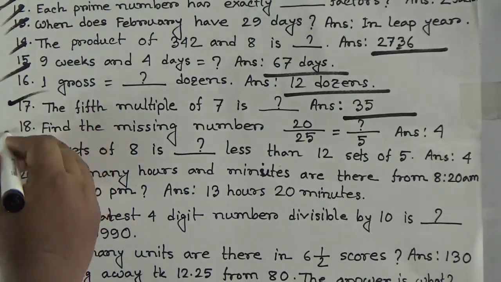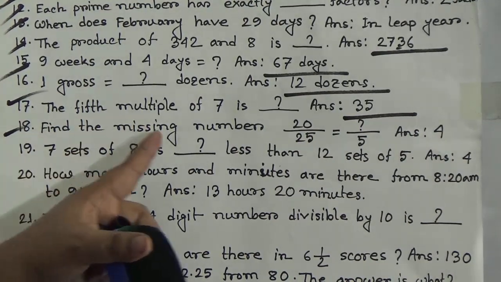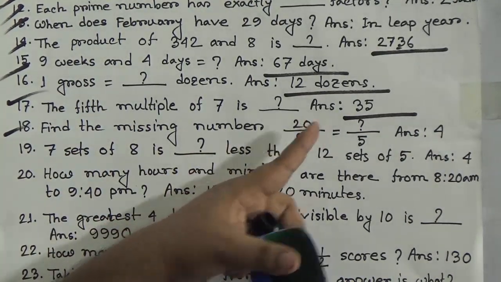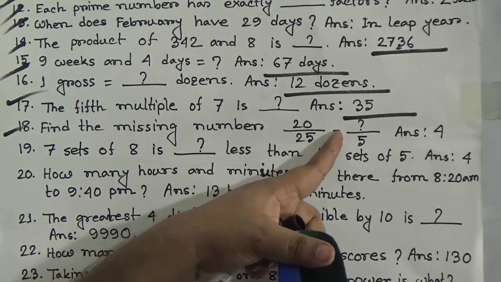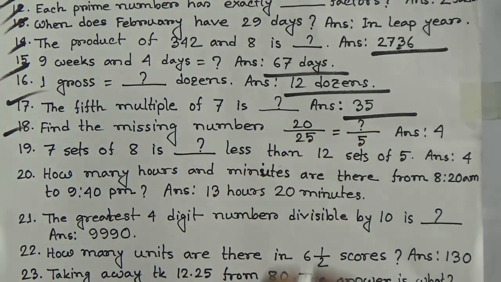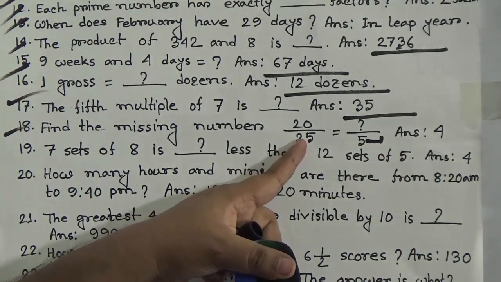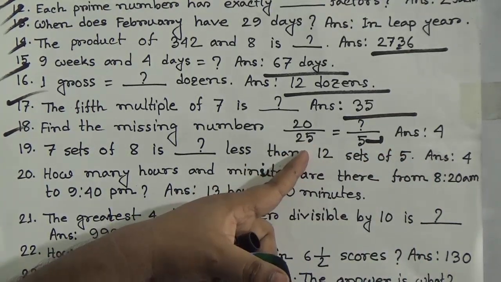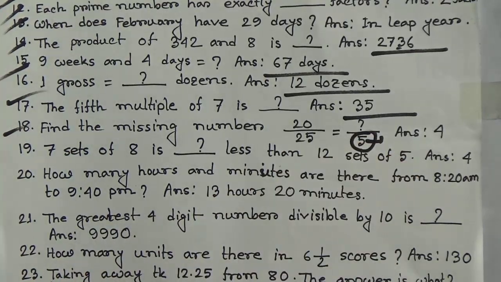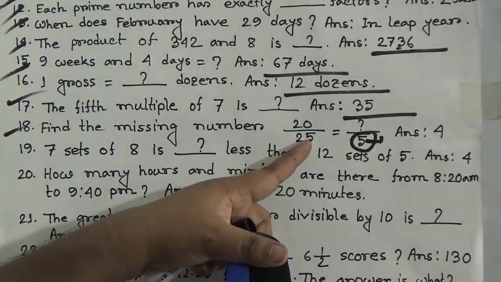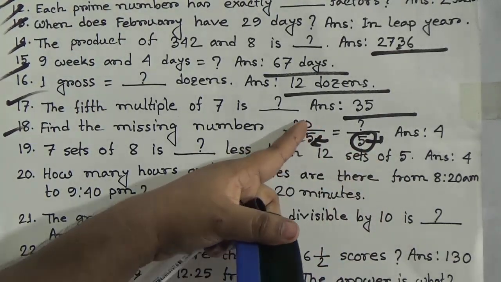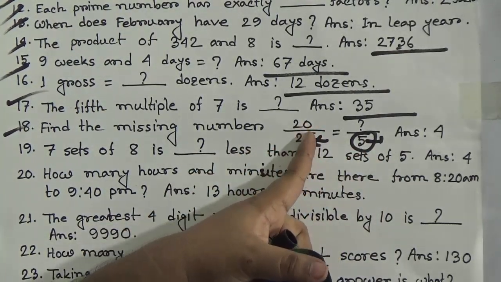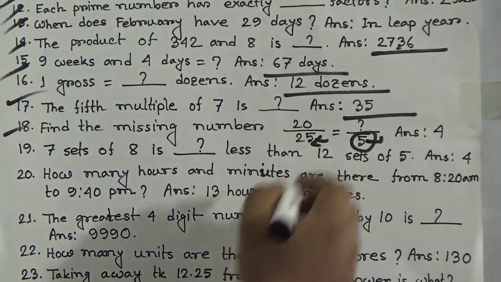Our next question is 18. Find the missing numbers. 20 divided by 25 equals dash divided by 5. So how can we get 5? That means we divide this denominator, that means 25 by 5, and we get this 5. So we divide not only this denominator by 5, but also divide 20 by 5. And if you divide 20 by 5, then we get 4.